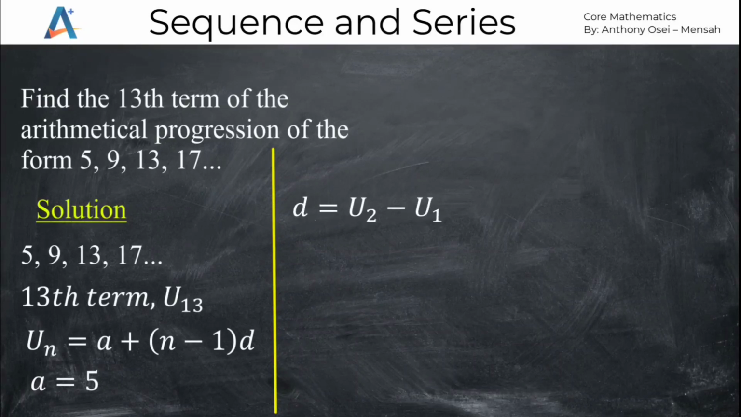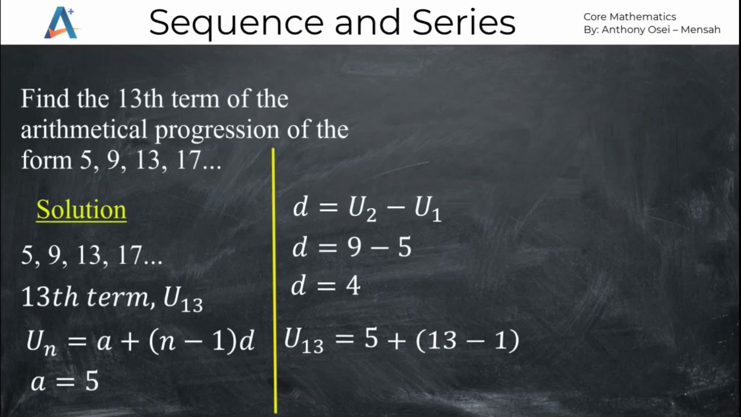The common difference is U2 minus U1. Then the common difference will become, the second term is 9 minus the first term, which is 5. So our common difference becomes 4. With the help of this, let us substitute it into the general formula. So Un, which is U13, where n is 13. So a is 5, then plus n minus 1, so 13 minus 1 times d, which is 4.